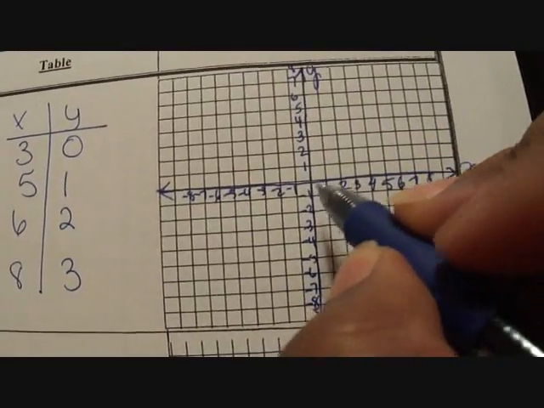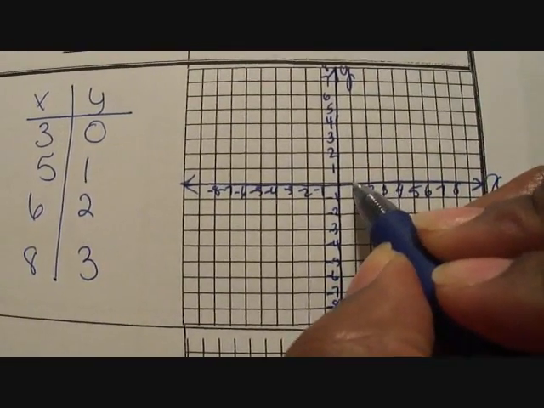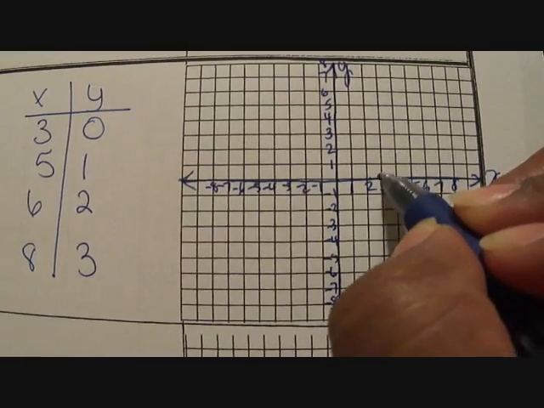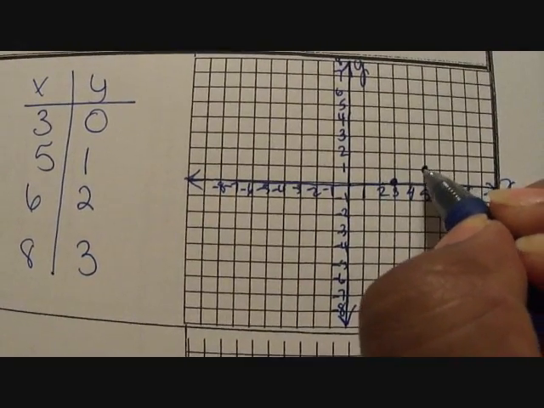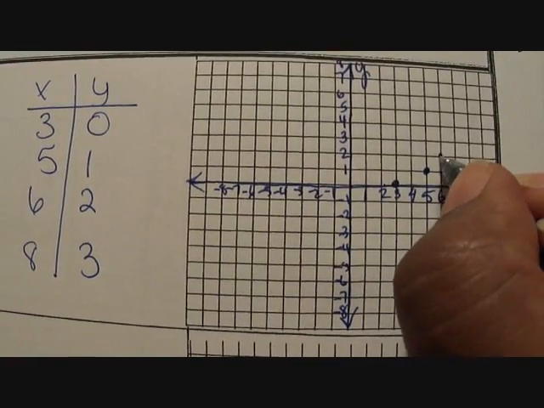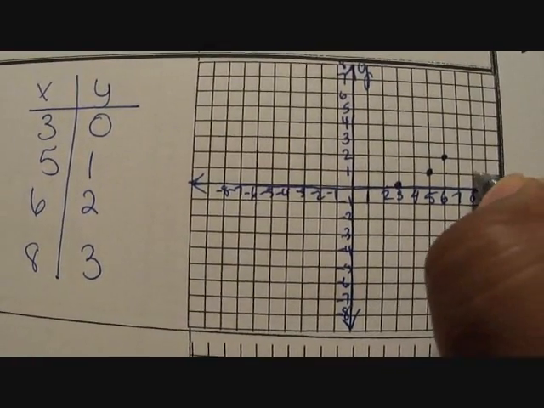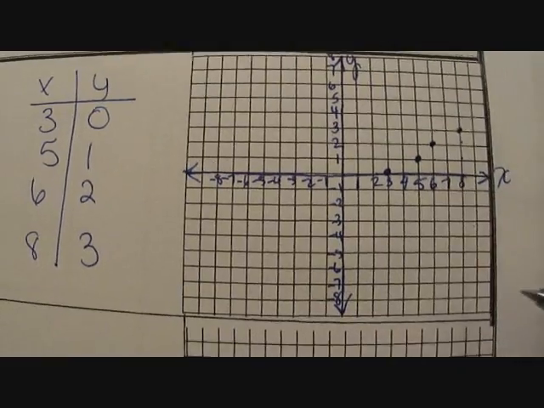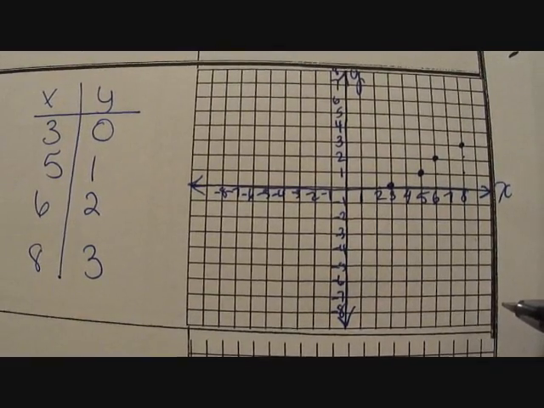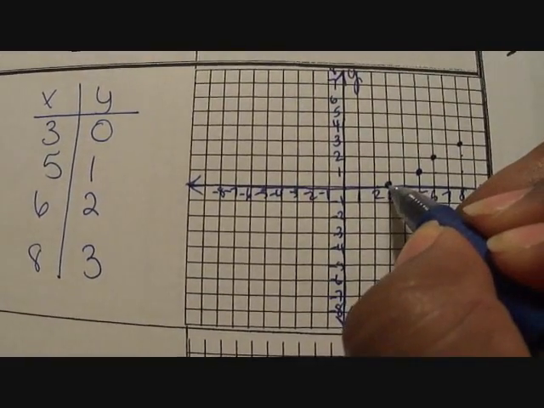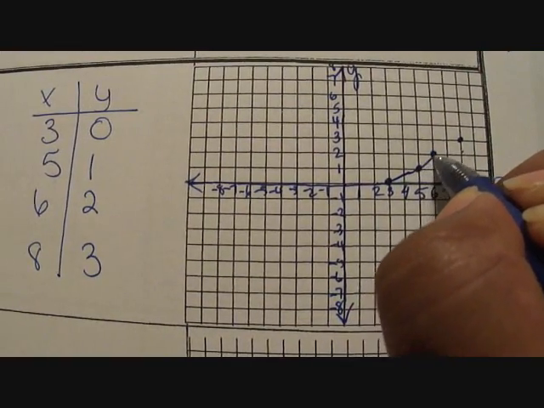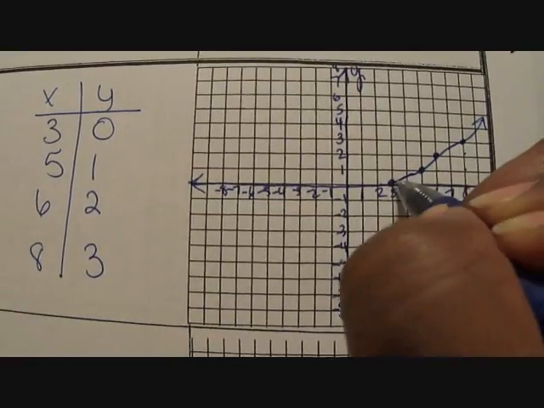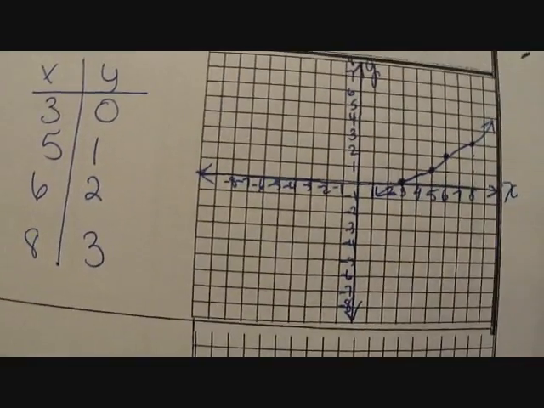Now I need to plot the point 3, 0. 1, 2, 3, 0 is here. 5, 1 is here. 6, 2 is here. And 8, 3 is here. And now I can actually plot or graph this line. And that's what it will look like.